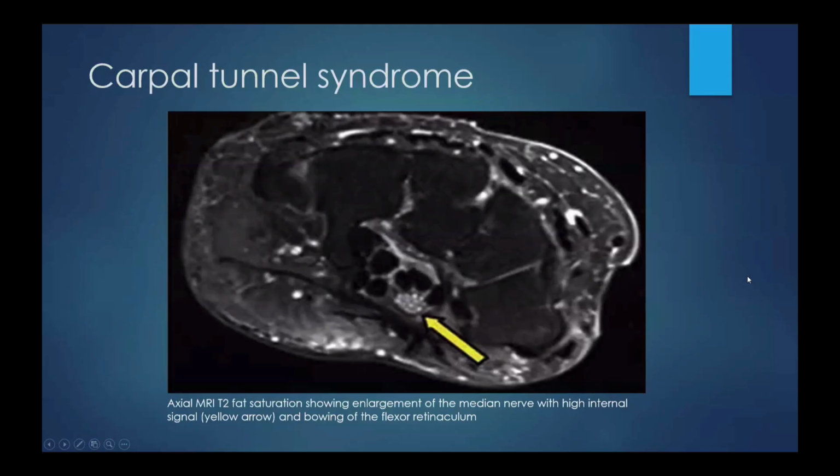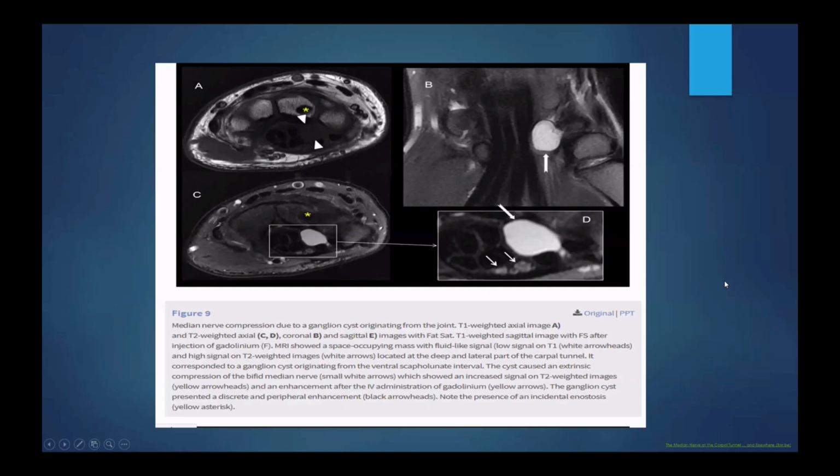Here is an example of carpal tunnel syndrome in a patient presenting with numbness. As we can see here, axial MR T2 fat sat shows an enlargement of the median nerve with high internal signal intensity and bowing of the flexor retinaculum. This is another example of carpal tunnel syndrome caused by a ganglion cyst, and we see the median nerve here demonstrates high T2 signal intensity.